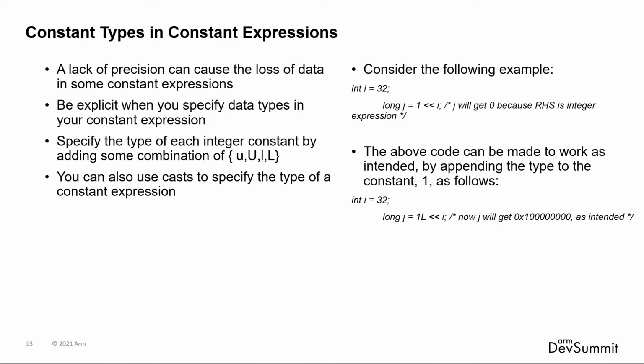Consider the following example, where integer i is set to 32, and then you have long j equal to 1, and that's shifted left by i, or 32 positions. In this case, j will get 0 because the right-hand side is an integer expression. 1 gets promoted to an integer even though you probably intended it to be unsigned long. So the above code can be made to work as intended by appending the type to the constant 1, such as 1 with a large L.